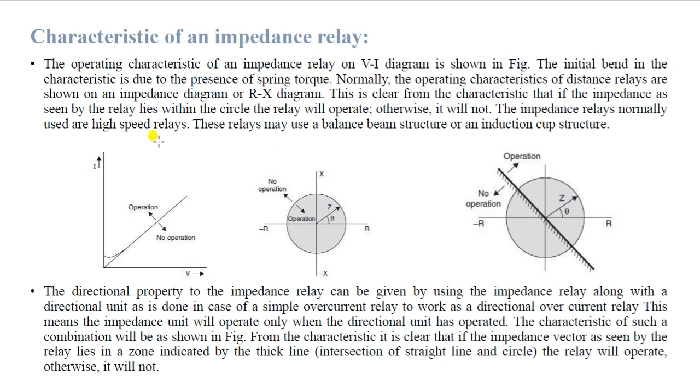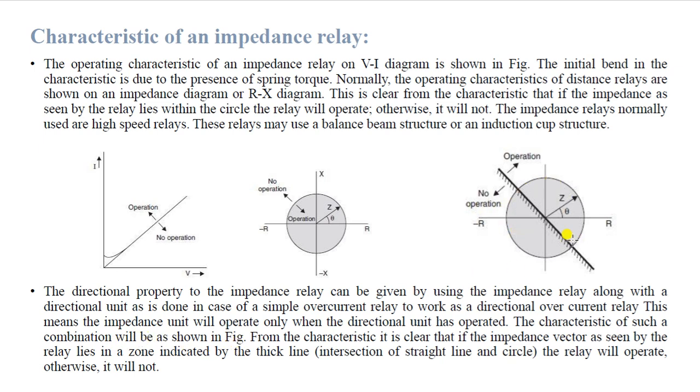The impedance relay is normally a high speed relay. This relay may use a balance beam structure or an induction cup structure. Next, this is our directional property. The directional property can be given to the impedance relay by using the impedance relay along with a directional unit, as is done in the case of a simple overcurrent relay to work as a directional overcurrent relay. This means the impedance unit will operate only when the directional unit has operated. The characteristics of such a combination will be as shown in the figure.